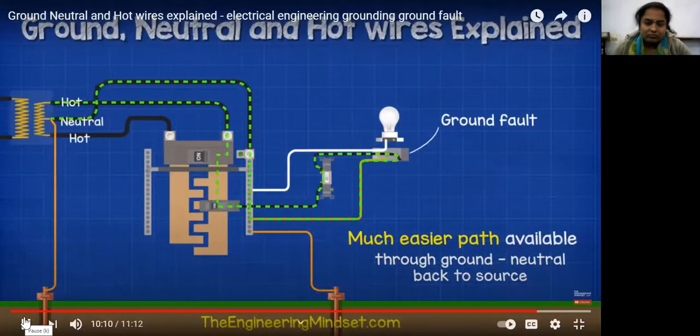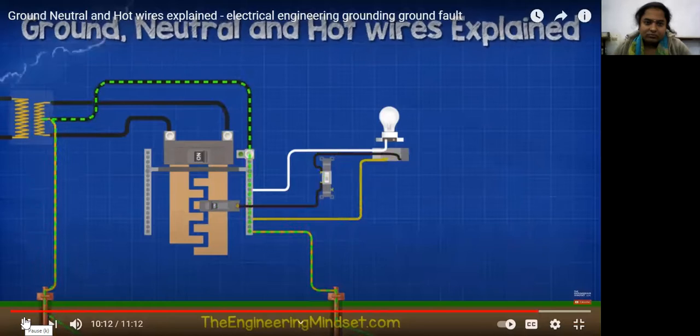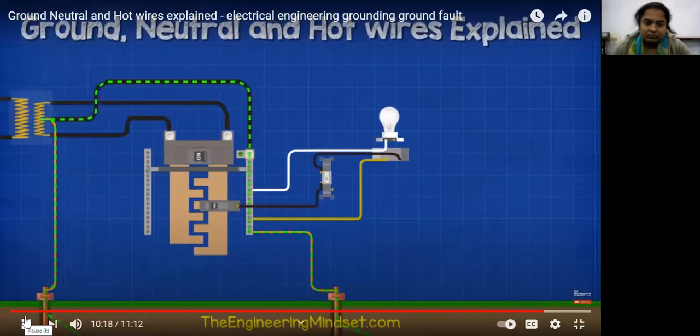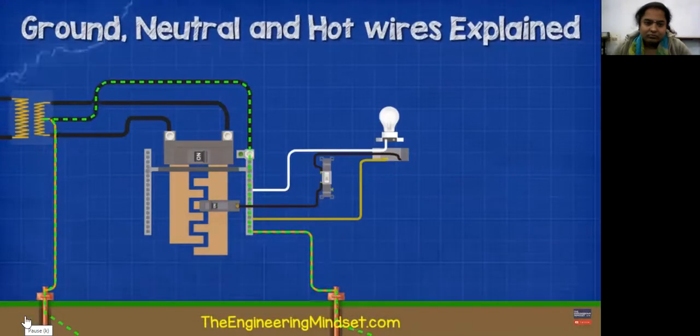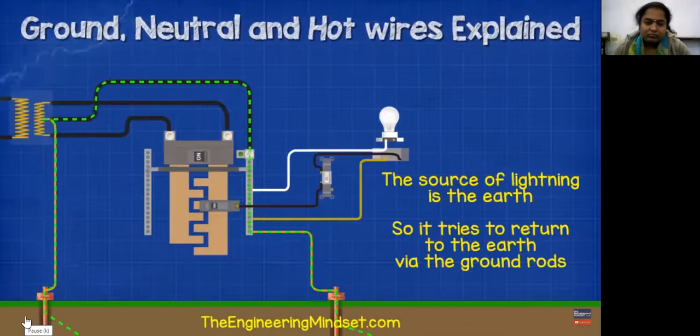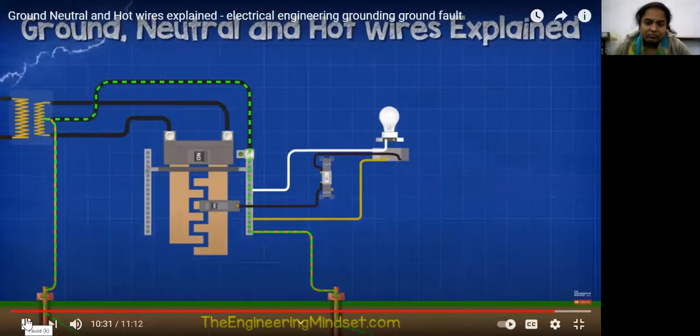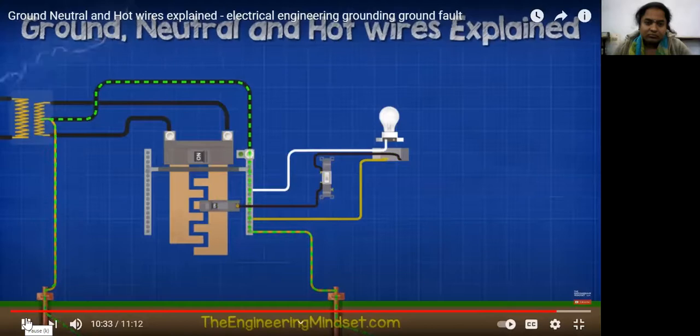When it comes to lightning, the source of lightning is essentially the earth. So lightning is always trying to get back to its source, which is the earth. If lightning strikes the utility cables, it will flow along the wires to get to the ground rods of both the transformer and also your main panel. It's going to do this to try and get back into the earth. If it wasn't for this, it's going to blow all our circuits and cause house fires.